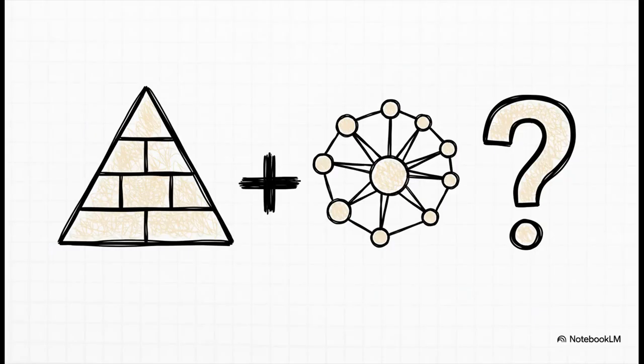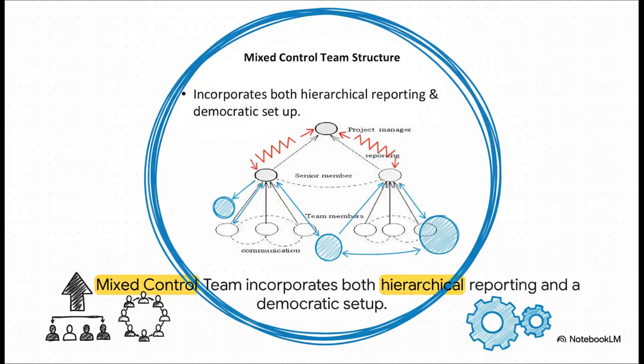So, you've got the strict hierarchy on one side and the open web on the other. What if you want the best of both worlds? What if you want some of that structure, but also that amazing collaboration? Well, that leads us right to our third option. And here it is, the mixed control team. This is all about finding that perfect middle ground. So you'll still have a project manager at the very top, kind of guiding the ship, but underneath them, you have these smaller, agile, democratic sub-teams. It's a really clever attempt to blend that top-down control with bottom-up flexibility and innovation.